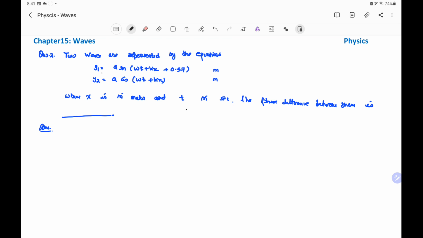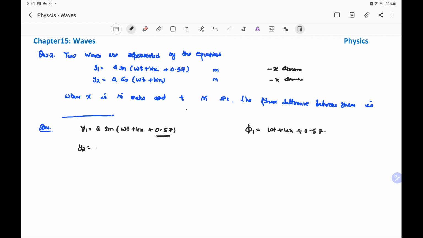If we see the equation of y1 and y2, these waves are moving in the minus x direction. Another is also moving in the minus x direction. y1 is given as a sine (omega t plus kx plus 0.57). So its phase angle, or we can say phase, is omega t plus kx plus 0.57. This is the phase of the first wave, having the phase angle 0.57.